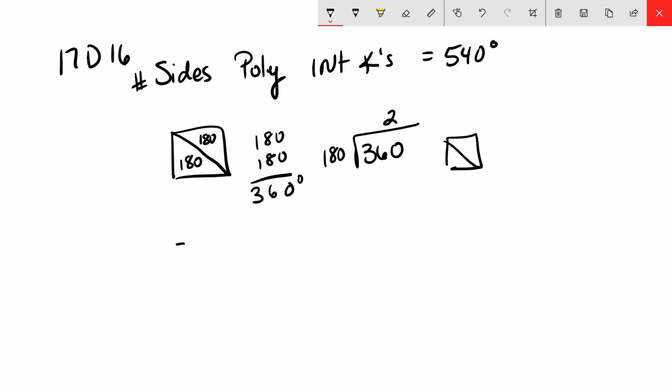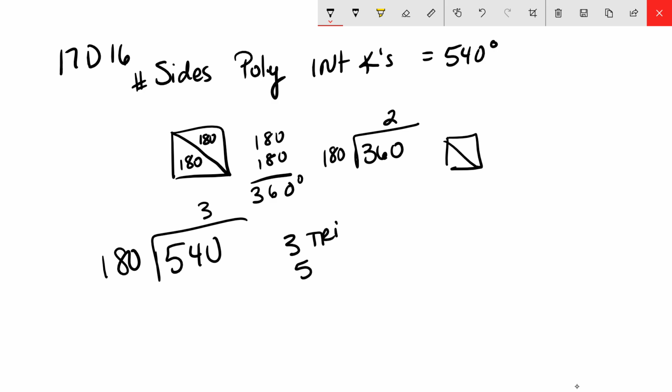So let's see with this other one. I'm going to take this 540, divide it by 180, and I'm going to get 3, okay? So I find that this is a shape that I'm able to put 3 triangles into, and I get 5 sides. It's kind of always 2 more. There's always 2 more sides than there are triangles.